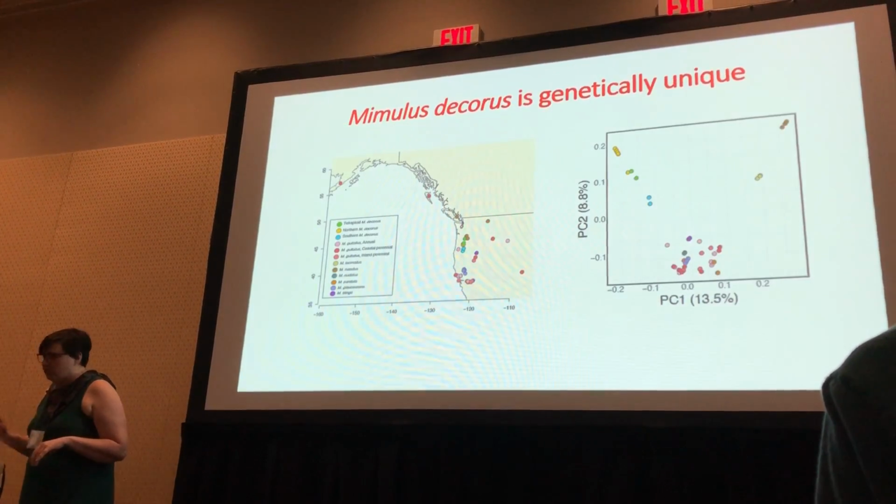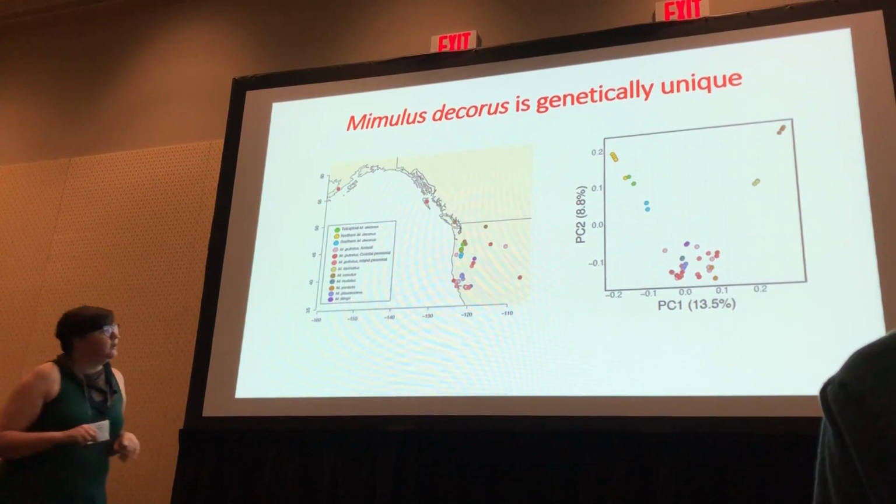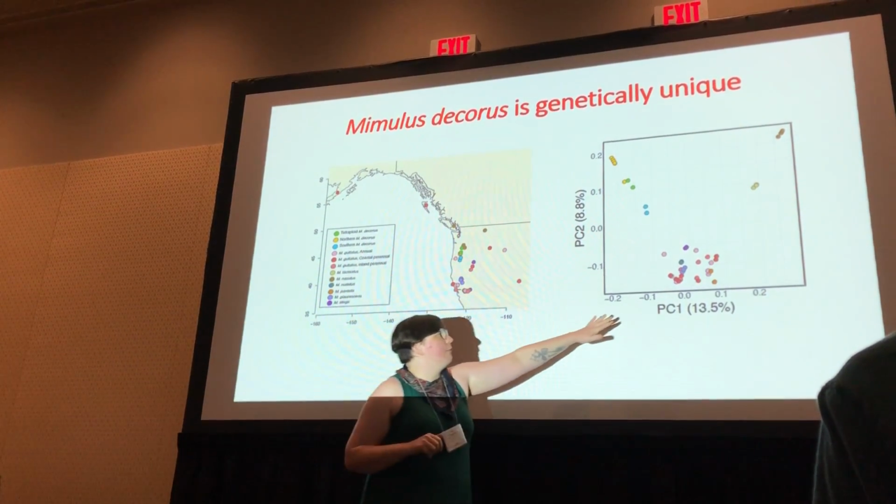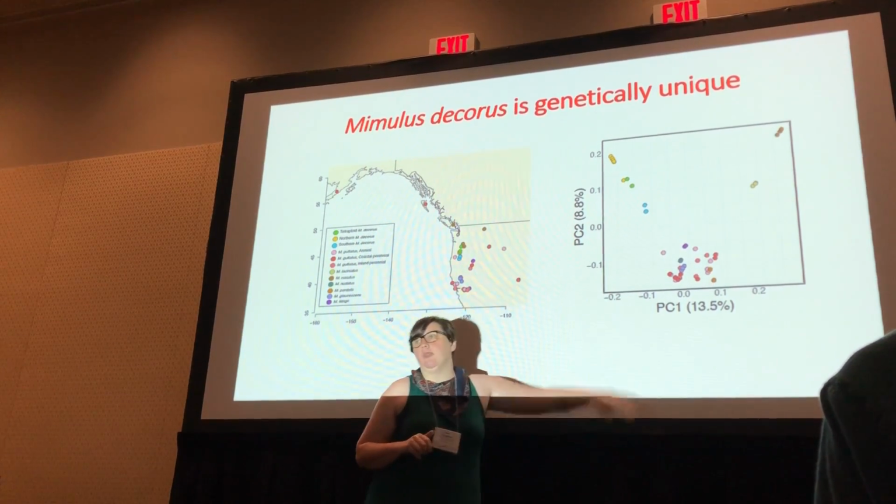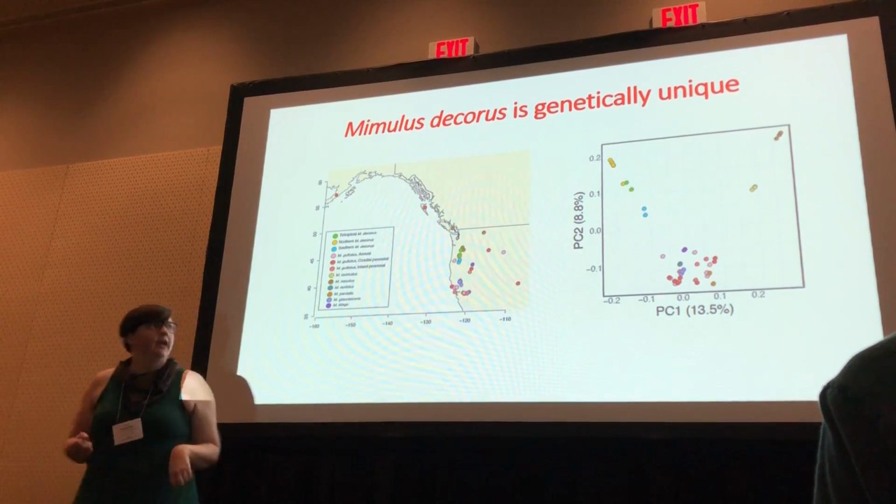So let's just hop right into the genomics. What you can see down here is that all of our Guttatus samples, which are shown in pink, are a big cloud down there. So regardless of life history, they all cluster together.